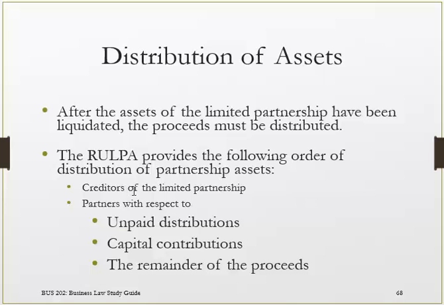First, you have the creditors, then the partners with respect to unpaid distributions. In other words, if there was supposed to be a distribution and one partner never got his or her distribution, that becomes the first thing paid out, then capital contributions, then the remainder of the proceeds. Essentially, these are the same rules as we discussed when we discussed the general partnerships.